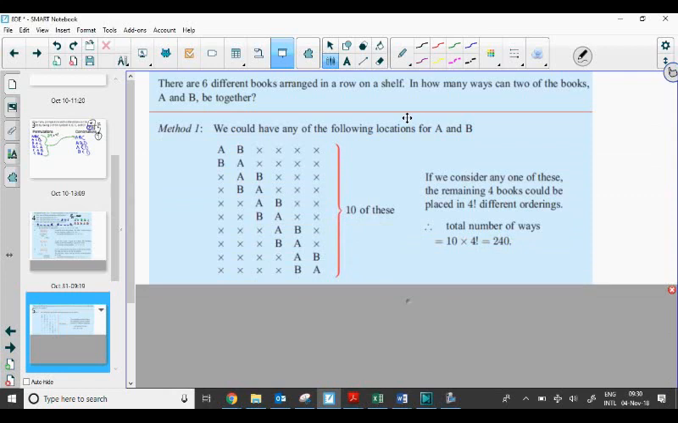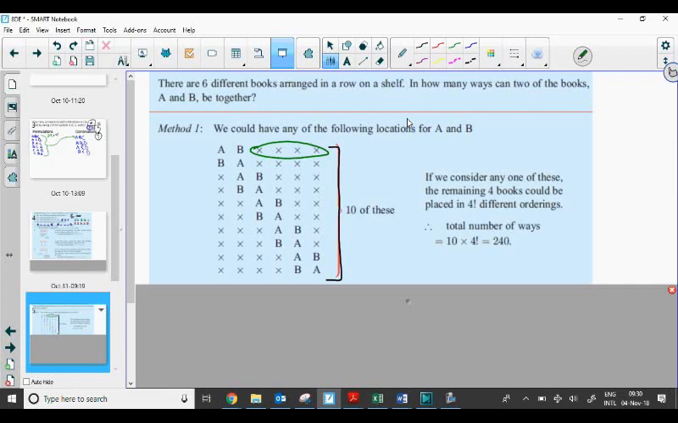So A and B could be in the first 2 spots, or the second 2 spots, or the third 2, fourth 2, or the fifth 2, the last 2 spots. And then in each of those, we have 2 different orderings that we see before us. So there are 10 total orderings listed here. For each of those, we don't know, however, what's happening with the remaining 4 spots.